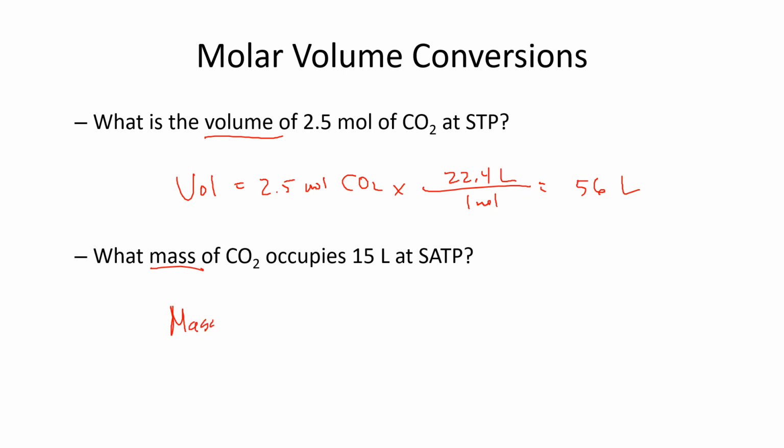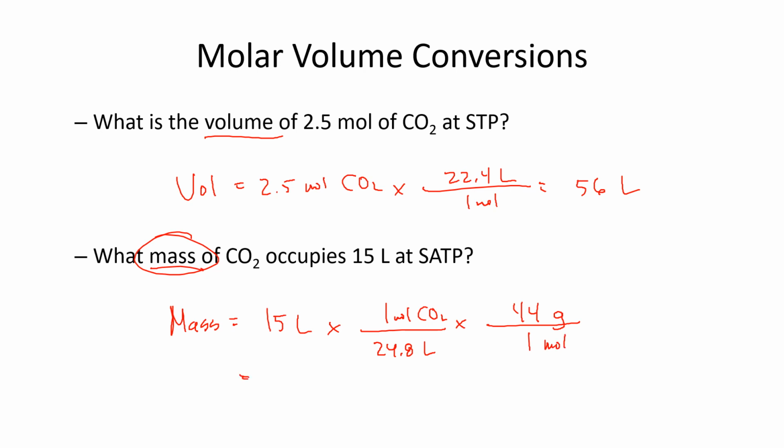If we want to know the mass of carbon dioxide that occupies 15 liters at SATP, we can use the conversion for SATP, which is 24.8 liters in every mole of CO2. And then, since we're asked for a mass here, we're going to need the molar mass, which again for carbon dioxide is 44 grams per mole. All right, let's see how that comes out to. 15 divided by 24.8 times 44 equals 26.6. Rounded to 2 sig figs, 27 grams.